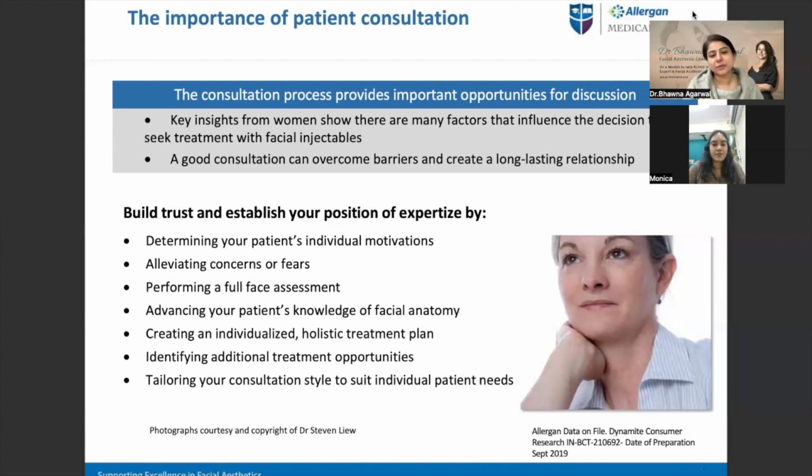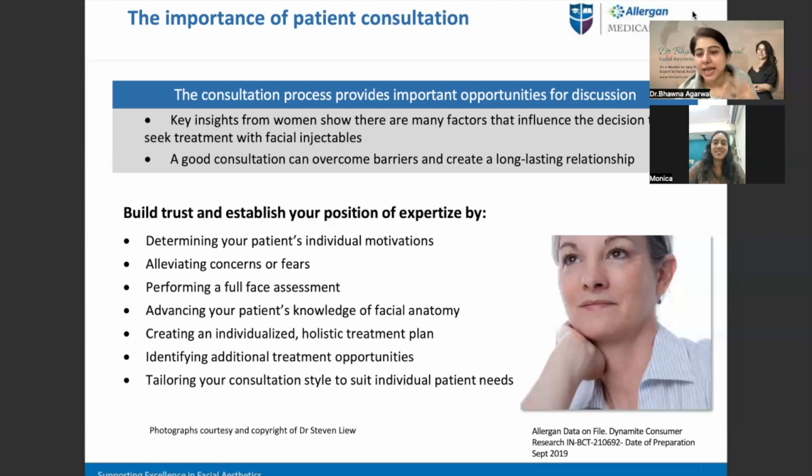So building trust and establishing your position of expertise means you have to determine your patient's individual motivations, like what is their motivation. In my practice, I'm getting individuals from all fields. There are females who are coming because their children are asking them, why don't you get something done, why don't you take care of yourself. They themselves do not have any concern, but their children are bringing them, their children are forcing them, please do something. So they don't know what is hollowness, what is smile lines, what is marionette lines. They come to me and say, my daughter has brought me here, now you tell me what I can do. So that is their motivation.